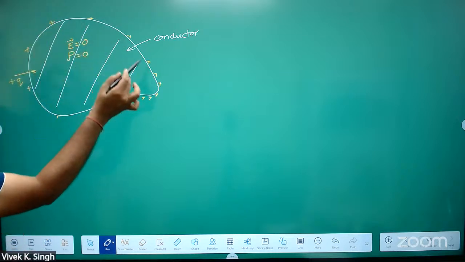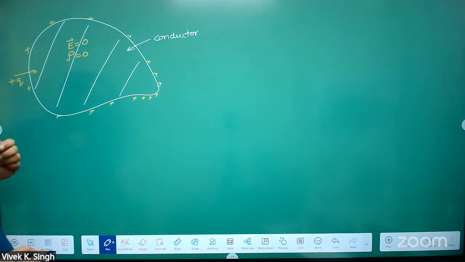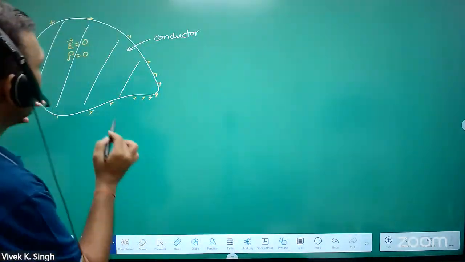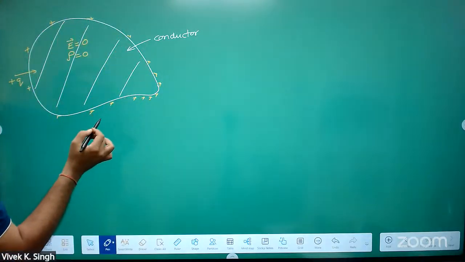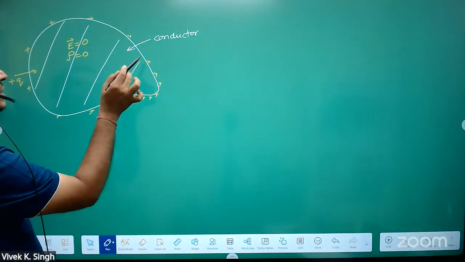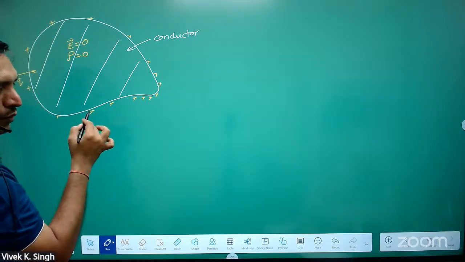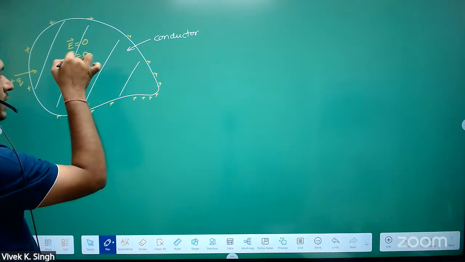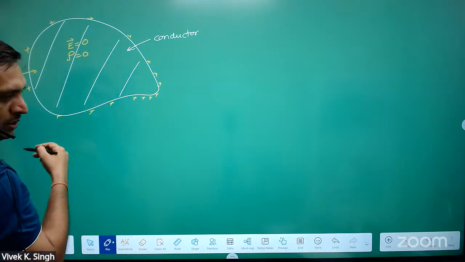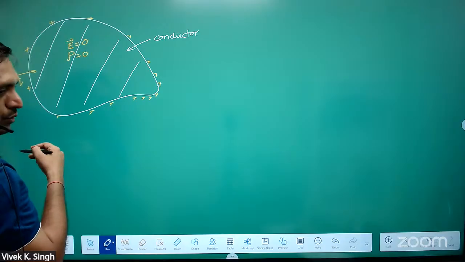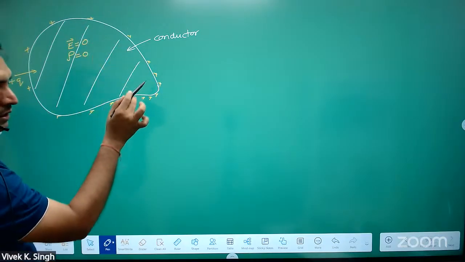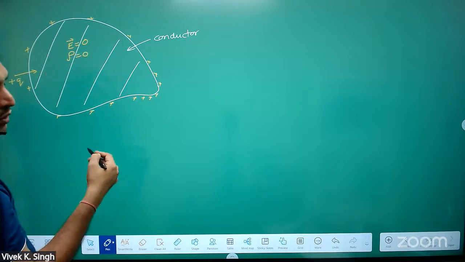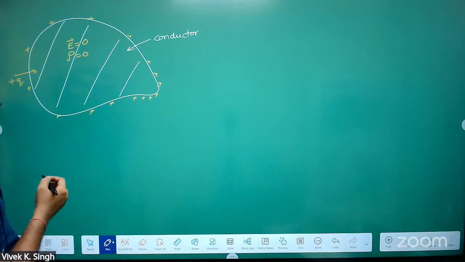This is the external charge, and because the surface is unsymmetrical, the charge distribution will be unsymmetrical. This charge Q will be on the outer surface only. It can't remain inside, because if there is a charge inside, the electric field will never be 0. So the charge goes on the surface in such a way that the electric field inside will be 0, because Gauss law is satisfied.